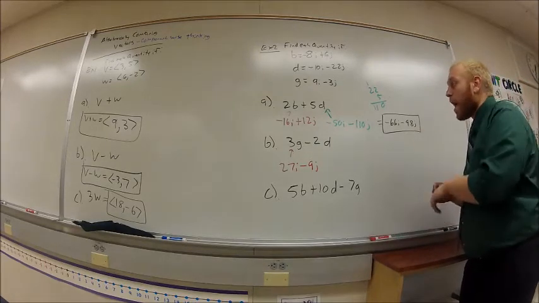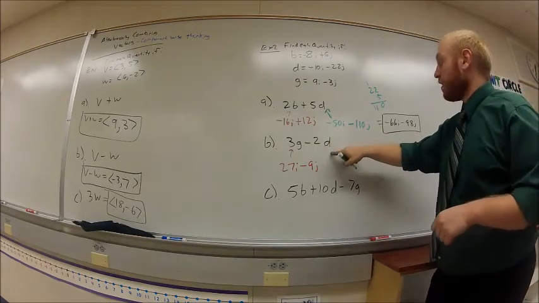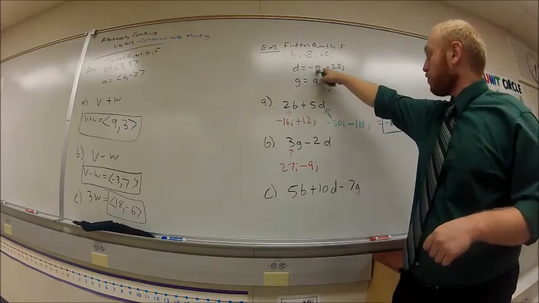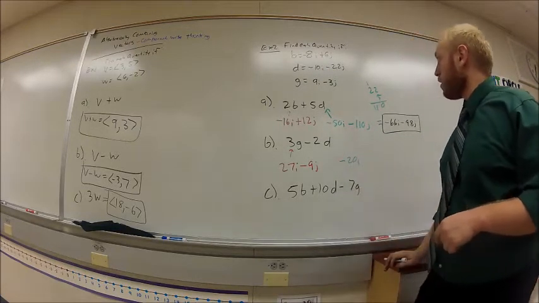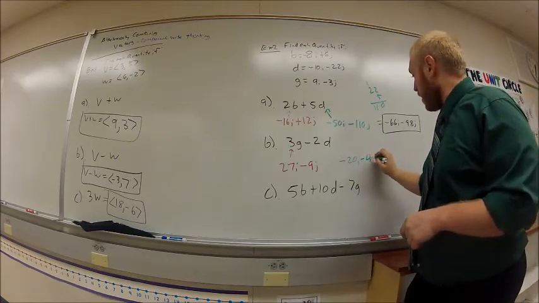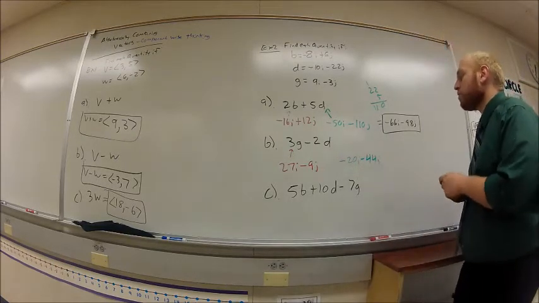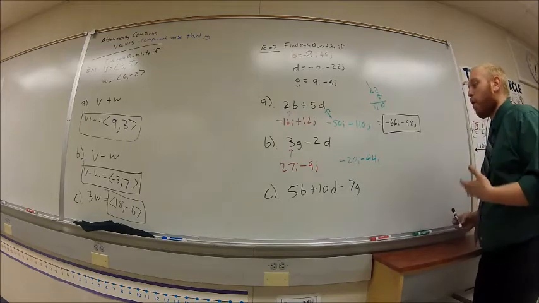Then I know I'm going to have to subtract it from whatever 2d is. Well, the d vector is right there. So this one is negative 20i minus 44j. Then I have to think about subtracting these, and I have to do it component-wise.